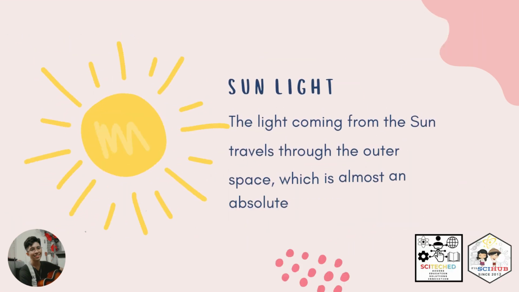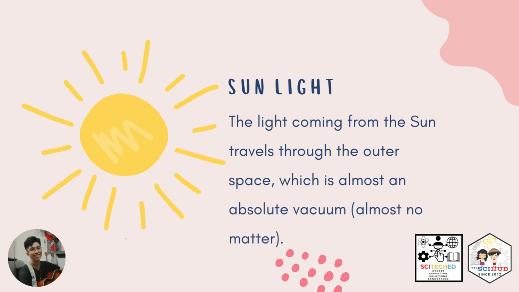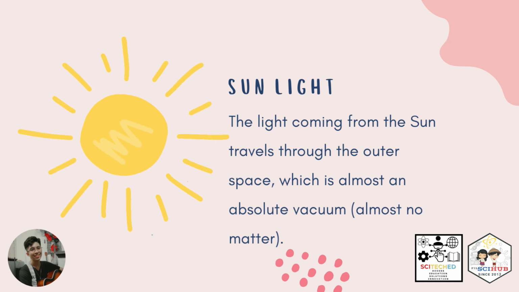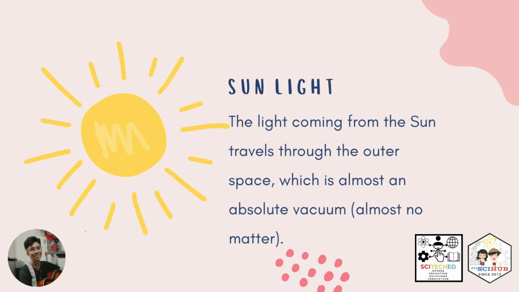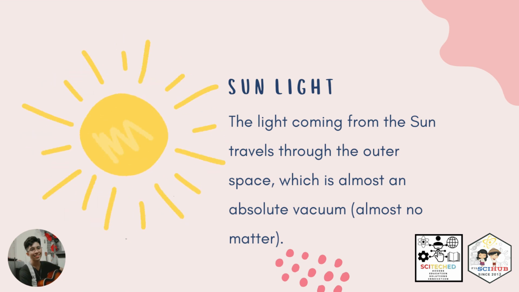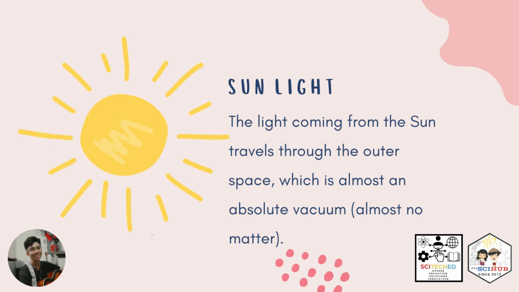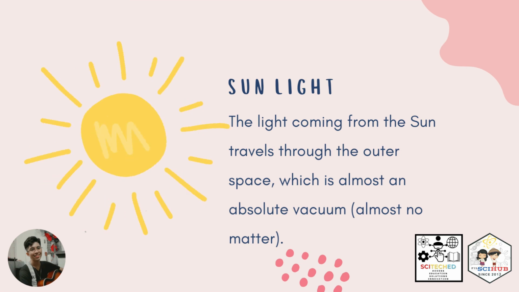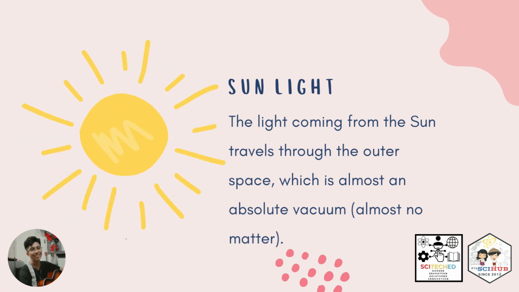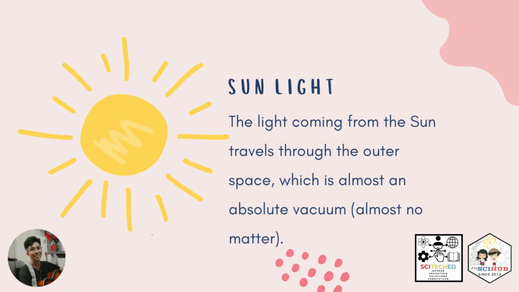We know that what gives us light is the sun, right? The light that's coming from the sun travels for about 8 minutes to reach our planet. Question: through what does light travel? Does this light travel, the light coming from the sun? The answer is it travels through the outer space. And interestingly, outer space is almost an absolute vacuum, which means that there is almost no atom, no molecule, no compound present in there. Did you get it? The light coming from the sun travels through a nearly vacuum region in the outer space before reaching the Earth.